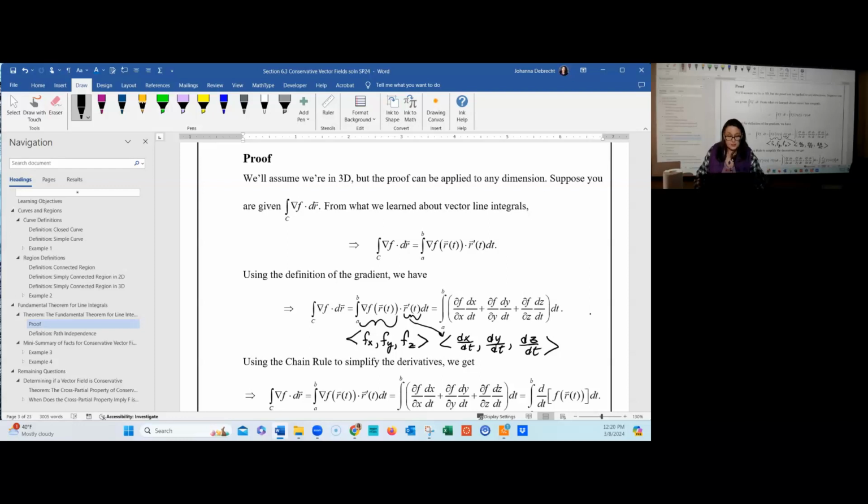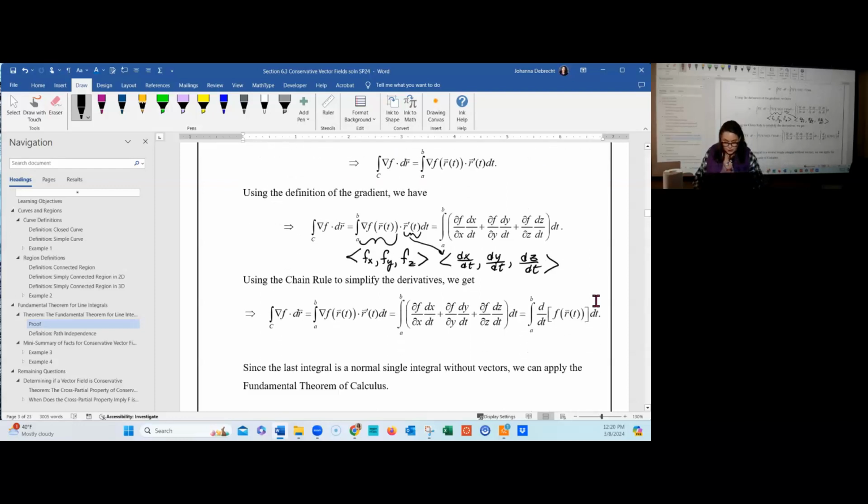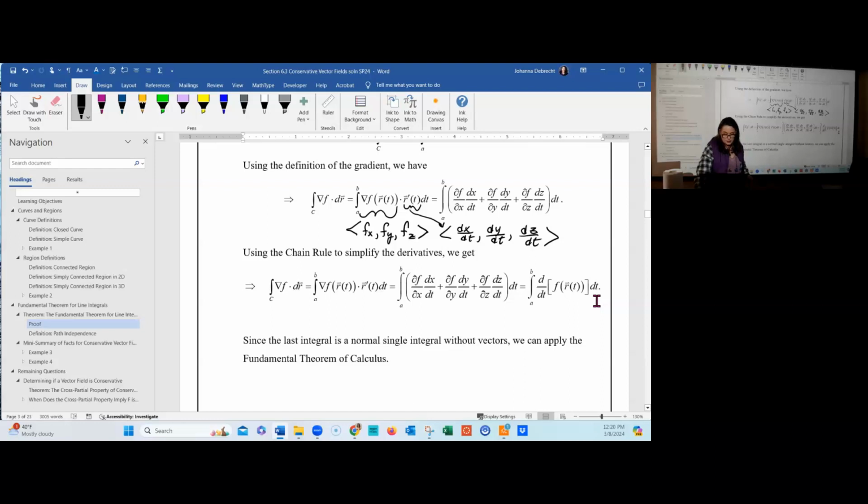Once we have this, we can use the chain rule that we used earlier in this semester in order to simplify. Using the chain rule, what this actually ends up telling us is that we're taking the derivative with respect to t of f of r of t, and the differential remains dt. Again, this is using the chain rule applied right here, which is going to give us the derivative of f with respect to t.